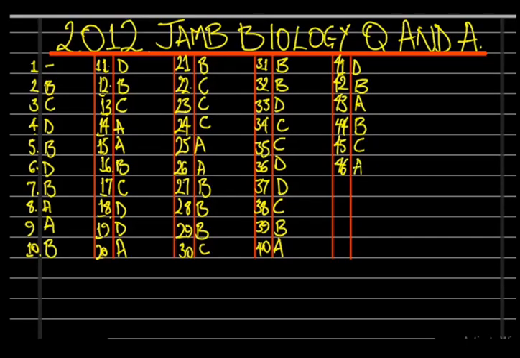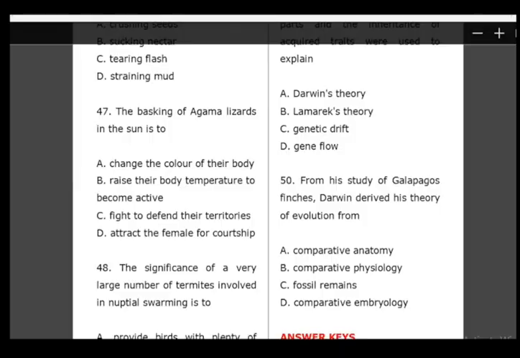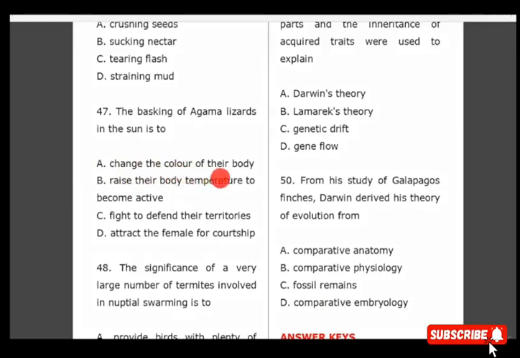Option A. And then we have 47. The basking of agama lizards in the sun is to A. change the color of their body, B. raise their body temperature to become active, C. fight to defend their territories, and D. attract the female for courtship. Now, basking of agama lizards in the sun, they are trying to absorb solar energy onto their skin. Remember that agama lizards are reptiles, and all reptiles are poikilothermic organisms.